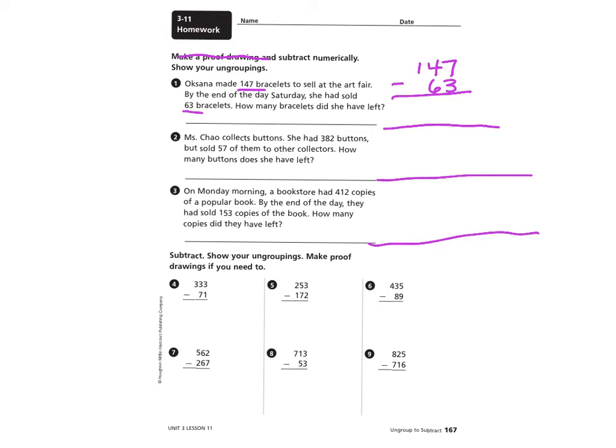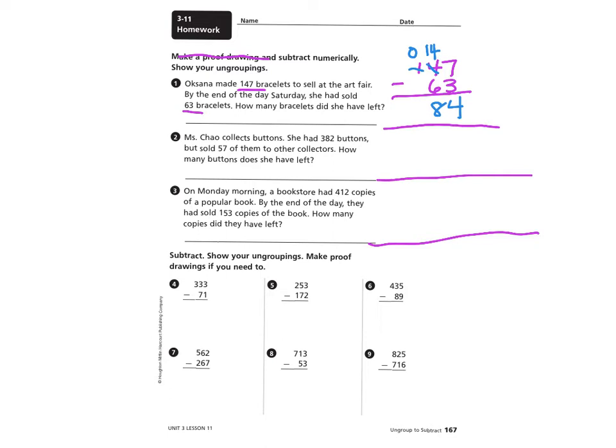Let's look at our ones. 7 take away 3. It is not bigger on the bottom, so I do not need to regroup. So 7 take away 3 is 4. Can I do 4 take away 6? Uh-oh, it's bigger on the bottom, so I need to go next door and borrow. I cross my 1 out. If I take 1 away from 1, I get 0, right? And then I bring 1 over next, and if I add a 10 to 4, it makes 14. And then I'm ready to subtract. 14 take away 6 is 8. And my 0 is nothing, so I don't need to write that down.